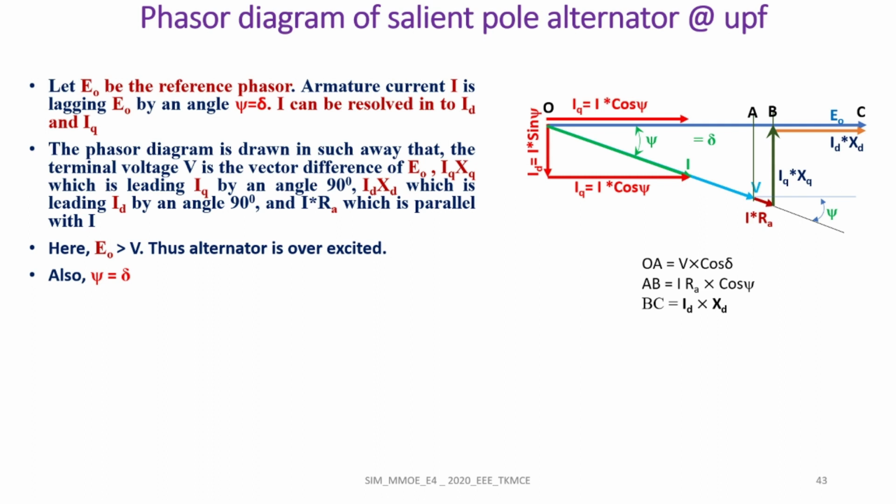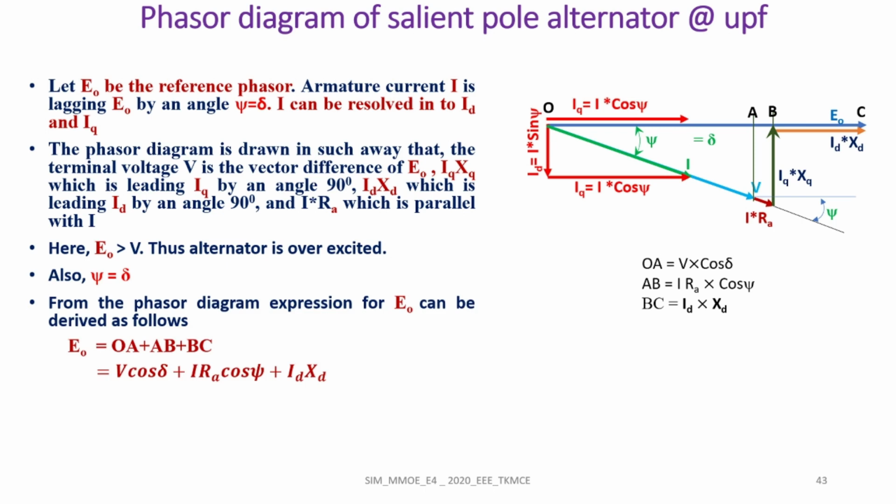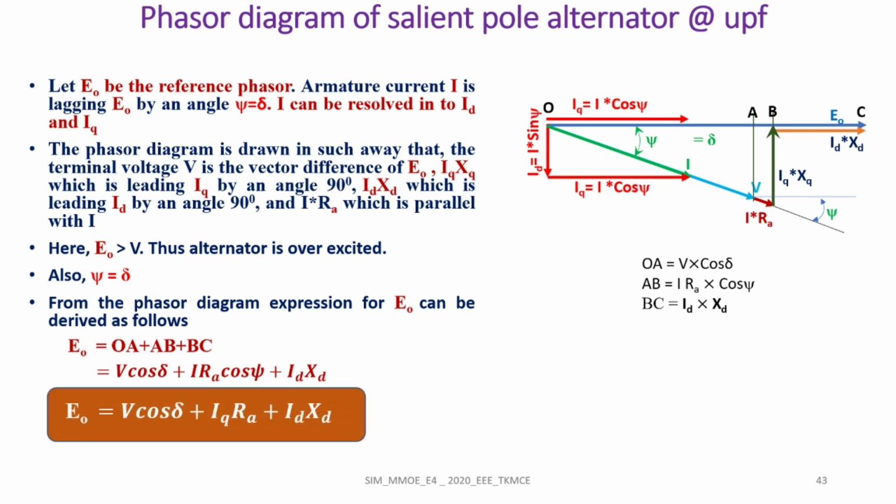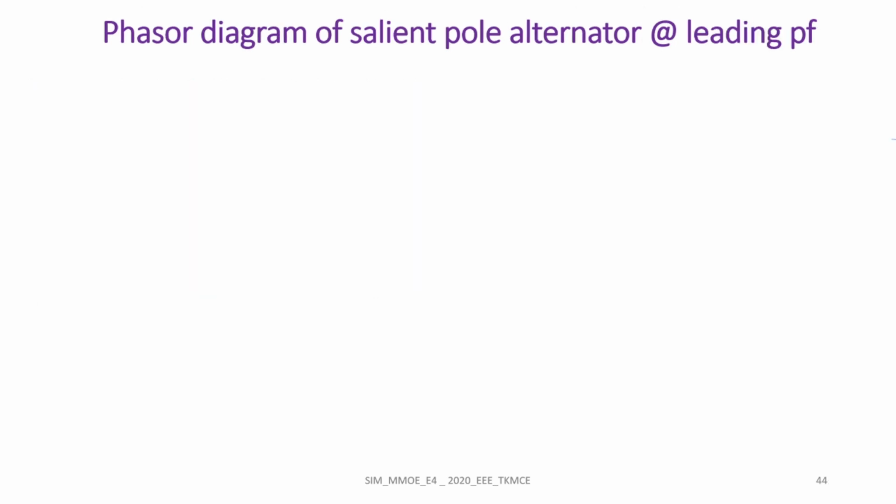So from this phasor diagram, E0 can be written as OA plus AB plus BC. Substituting these values of OA, AB and BC, E0 can be obtained as V cos delta plus I into Ra cos psi plus IDXD. As I cos psi is IQ, the final expression for E0 is V cos delta plus IQ Ra plus IDXD. Now let's consider the phasor diagram of salient pole alternator corresponding to leading power factor of operation.